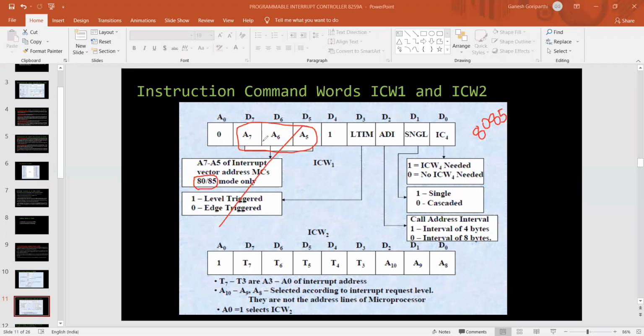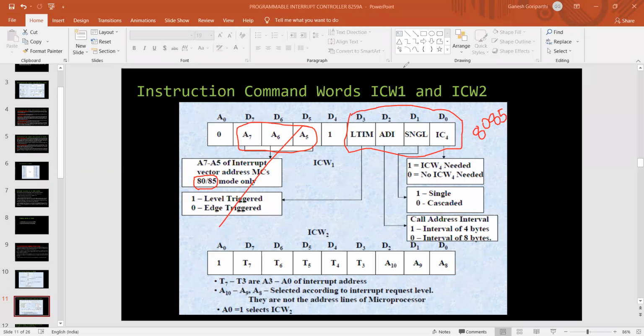These have nothing to do with 8086. These are the information that you get from ICW1. These are the things that are initialized. That means it specifies whether you need ICW4 or not. It specifies whether the 8259 is operating in single mode or cascade mode. It specifies the timing interval between two interrupt requests, that means two interrupt calls, and whether the interrupt is level triggered or edge triggered. Okay, that is about ICW1.